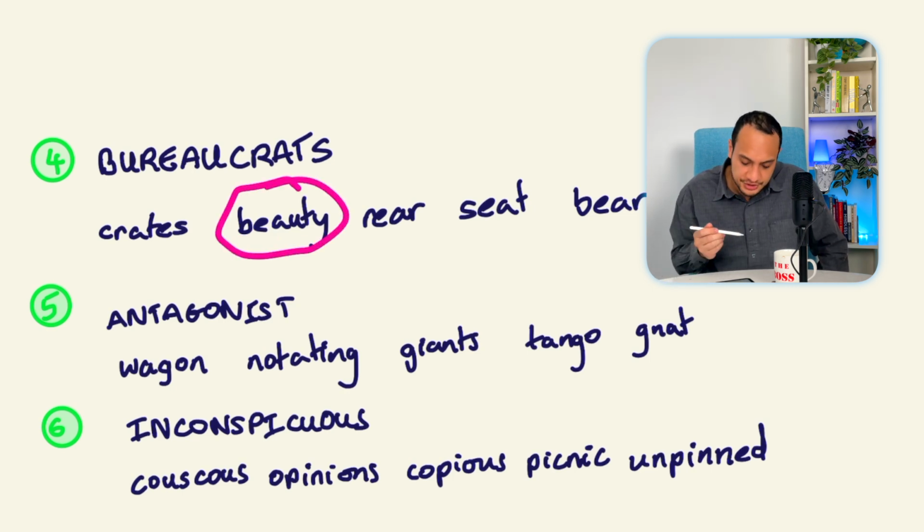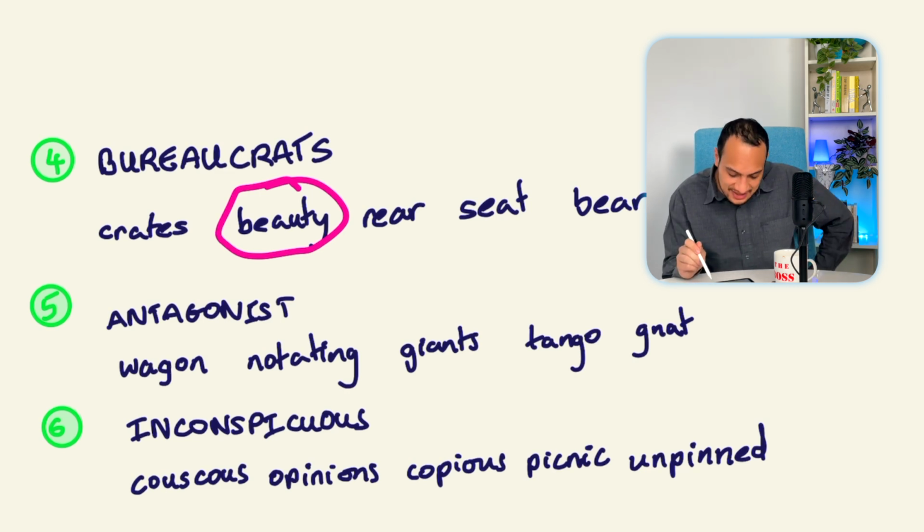So immediately I can put that. I'm going to look through each example though. So rear, REAR, that can be formed, because we've got a double R in bureaucrats. Then we've got seat, SEAT, that can be formed, and bear, BEAR, that can also be formed.